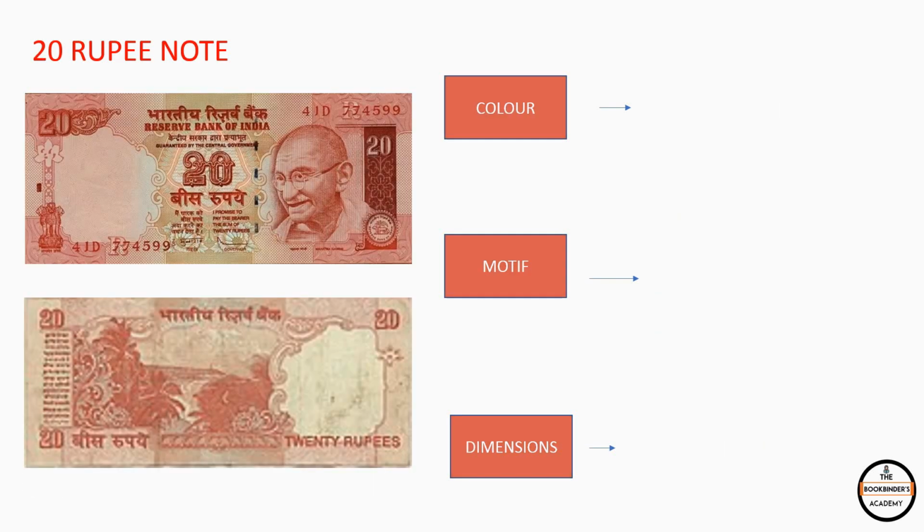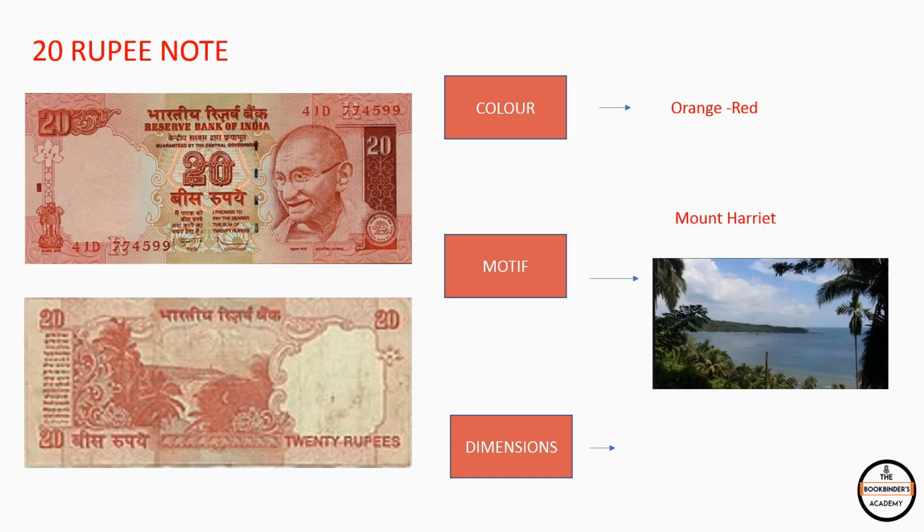Next is the old 20 rupee note. The old 20 rupee note's color is orange red. Motif or the image that is etched behind the note is that of Mount Harriet. This particular scenery is situated in the Andaman Nicobar Islands. Dimension is 63 by 147 millimeters.